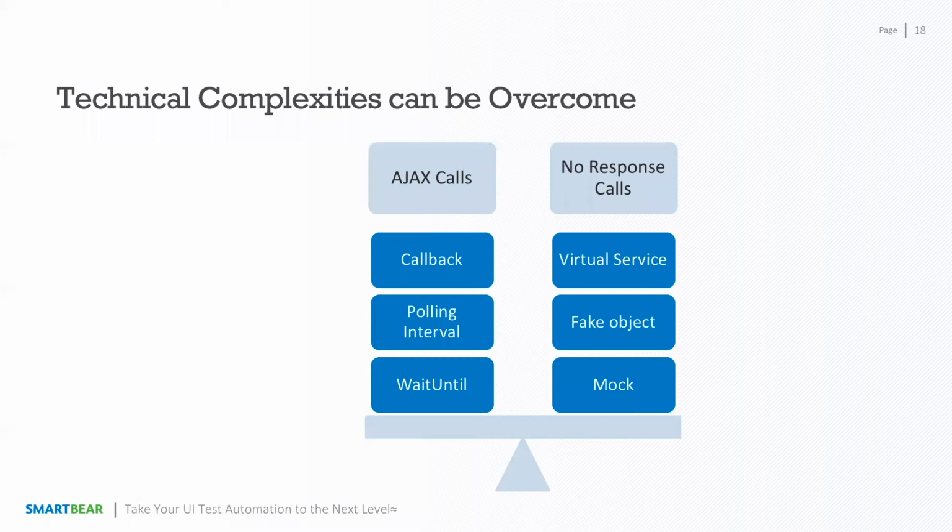So there are ways to help with Ajax calls. The first is a callback method. A callback method tells you when the service gives you a response. Next up is a polling interval. It could also be useful where, when you're writing test code, you could set up the responses in small intervals. Say you could set up a test for every 0.5 milliseconds: did you get a response? The key here is to keep your polling intervals very, very small.